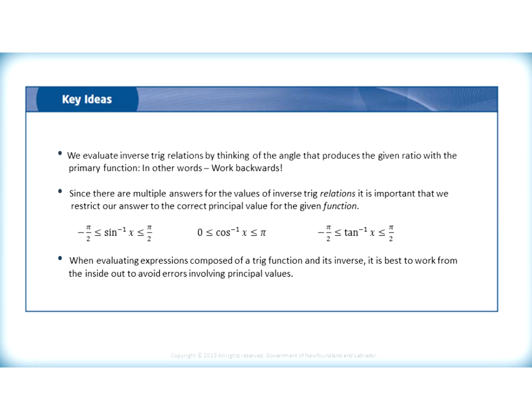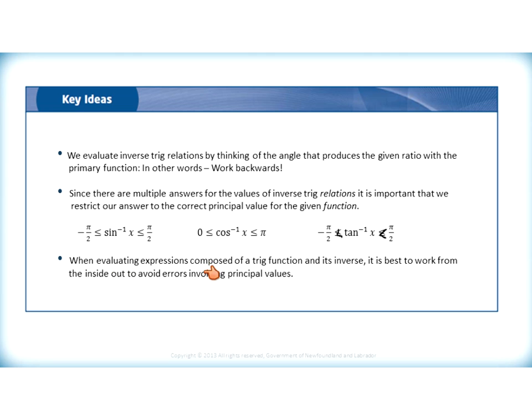And let's take a look at some of the key highlights of things that we saw. So the key highlights are we evaluate inverse trig relations by thinking of the angle that produces the given ratio, same as before. And it says this is all the same stuff as last time. Since there are multiple answers, we have to restrict our domains. And the one thing we're going to have to be really careful about is that I screwed this up over here, and it's supposed to say strictly less than and strictly greater than. So that's better now. All right.